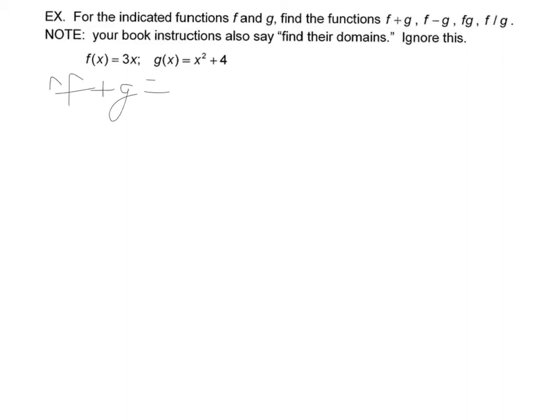We're just adding the two functions, 3x plus x squared plus 4. There are no like terms here, so you can just leave it the way that it is, or if you would rather have it in order, it would be x squared plus 3x plus 4.